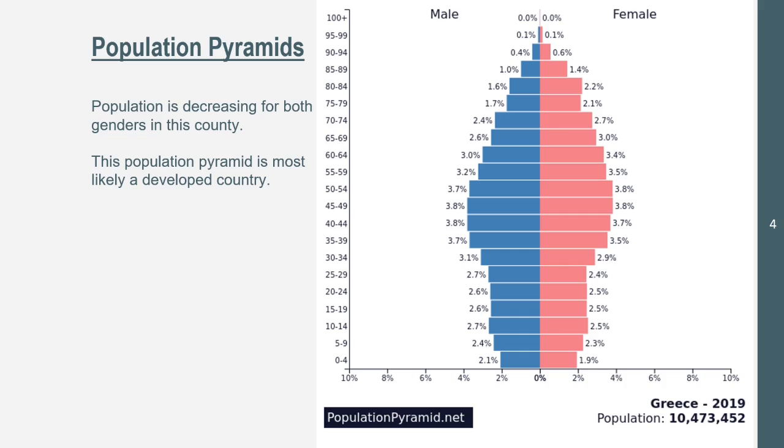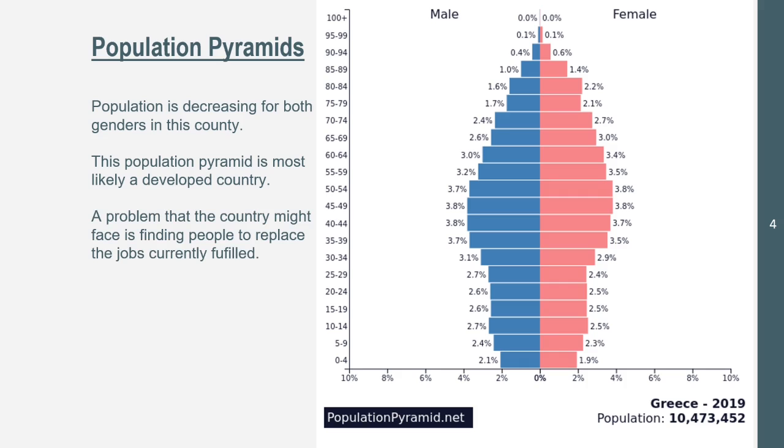So we already know Greece is a developed country. So that explains the population pyramid. Now, a problem that the country might face is finding people to replace the jobs currently fulfilled. As you can see, those big parts where they had that baby boom are currently most likely in the workforce. Now, if they're going to retire when their children become in that dependency area, then there's going to be fewer jobs fulfilled. So some people might leave the country.